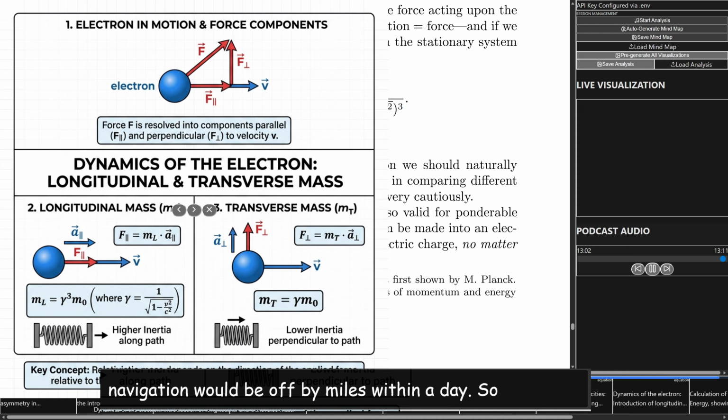So this intensely mathematical 100-year-old paper is running on our phones right now. It's the engine of our modern high-speed world. That's the power of getting the math right.